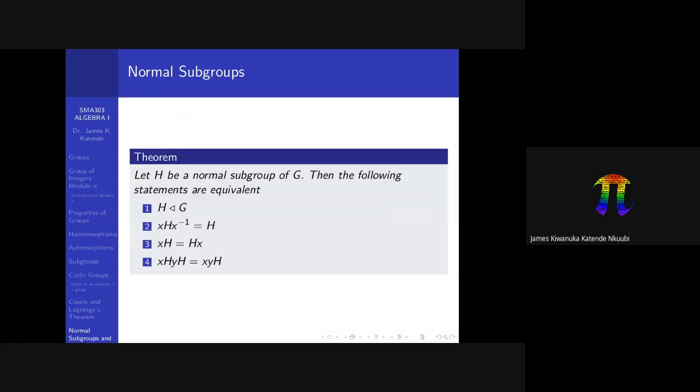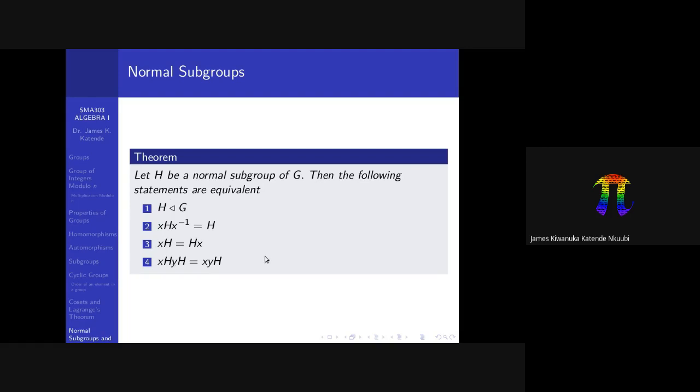So there are different ways to characterize a normal subgroup. So this theorem tries to put them all in one place. So we have already defined a normal subgroup, and this is how we denote if a subgroup is normal in a group. So H here is a normal subgroup of G, and we have a definition of this before. But we are claiming that these four statements are equivalent.